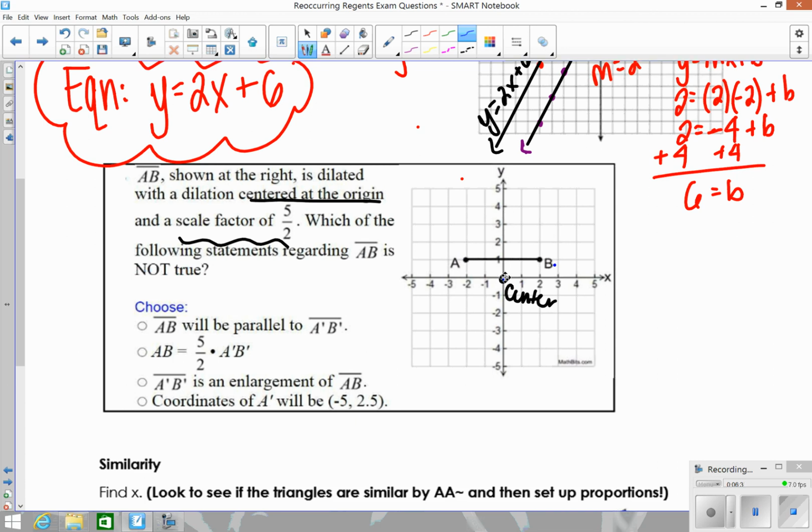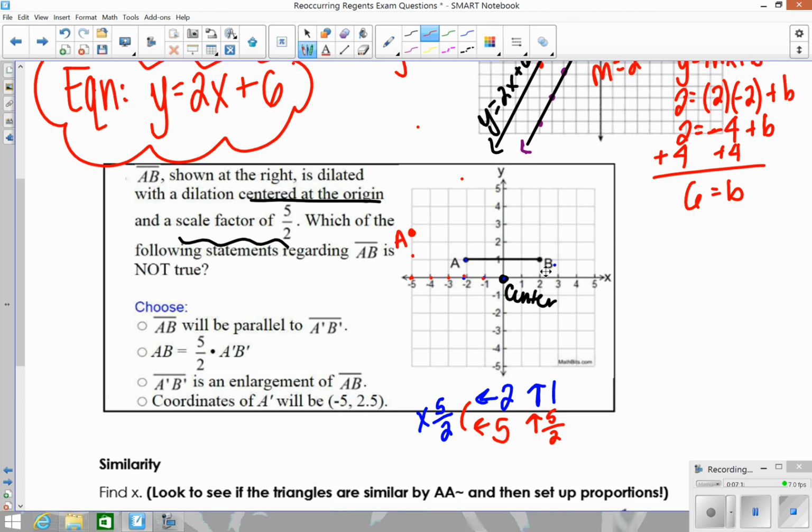So I'm going to count from the center. I had to go over 2, up 1. So I went over 2 and then up 1, but I need to multiply those distances by 5/2. So if you multiply those by 5/2, that really means you're going to have to travel 2 times 5/2, which is 5, and then 1 times 5/2, which is 2.5. So this is really what you're going to travel. So you're going to travel from the center over 5, so 1, 2, 3, 4, 5, and then up 2.5, so you're just going to have to approximate where that goes.